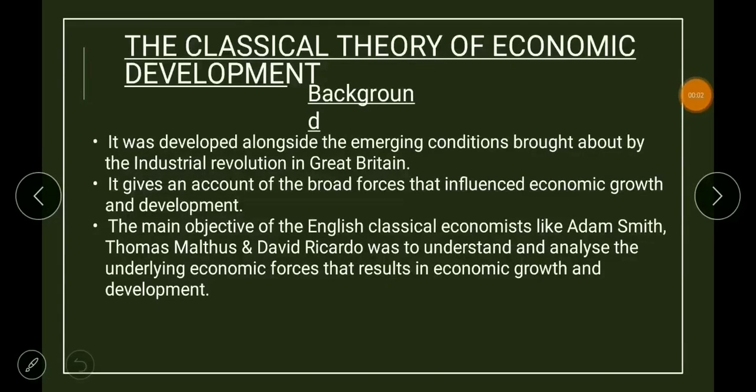We will start with the classical theory of economic development. We first see the backdrop against which it was developed. It was developed alongside the emerging conditions brought about by the Industrial Revolution in Great Britain. It gives an account of the broad forces that influenced economic growth and development. The main objective of English classical economists like Adam Smith, Thomas Malthus, and David Ricardo was to understand and analyze the underlying economic forces that result in economic growth and development.